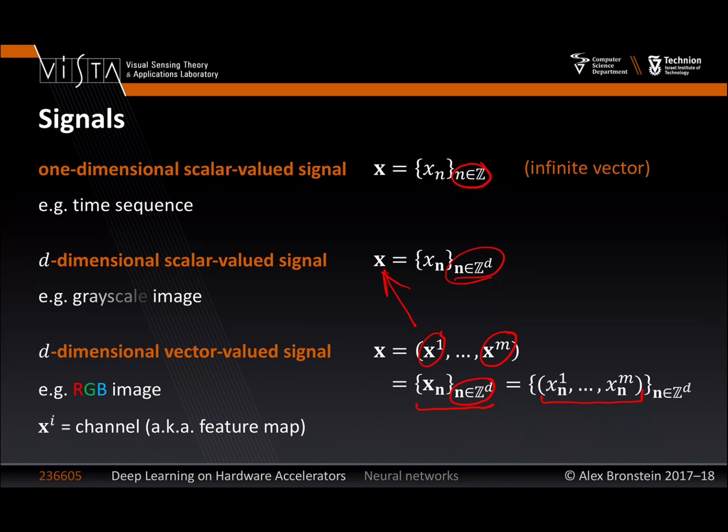Now, I will call this x_i the ith channel of the signal, and in the deep neural network literature, it is also referred to as a feature map. Okay.